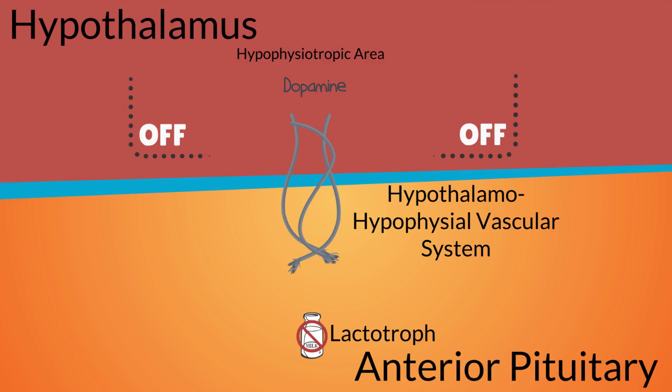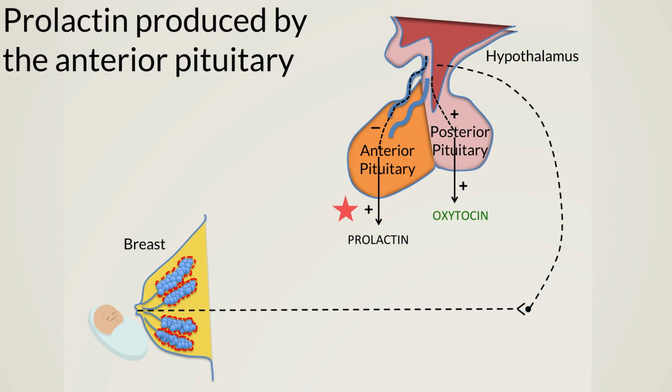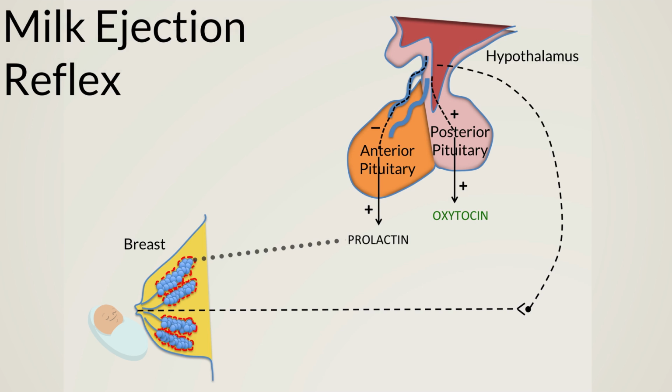The second response is to send an off message to the neurosecretory cells of the hypophysiotropic area of the hypothalamus that produce the neurohormone prolactin release inhibiting hormone, also known as dopamine. Prolactin release inhibiting hormone is continuously produced and carried from the hypophysiotropic area to the anterior pituitary by the hypothalamo-hypophyseal vascular system. Dopamine normally acts on the anterior pituitary lactotrophs to suppress the production of prolactin. With the downregulation of prolactin release inhibiting hormone from the hypothalamus, the anterior pituitary increases its production of prolactin. The prolactin made by the anterior pituitary lactotrophs then stimulates milk production by the cuboidal cells of the alveoli.